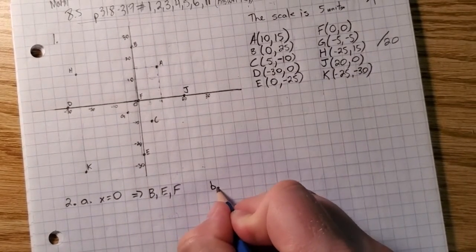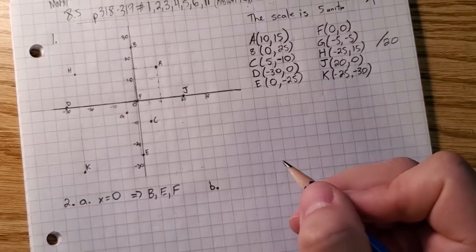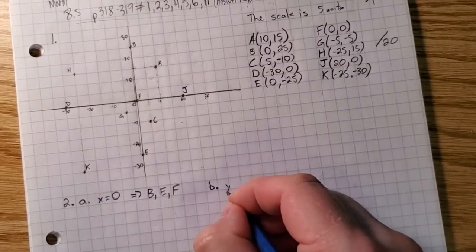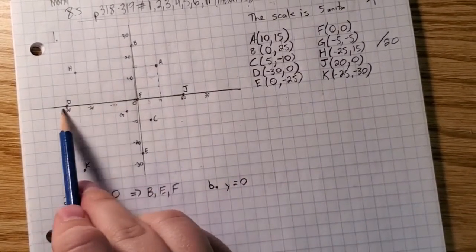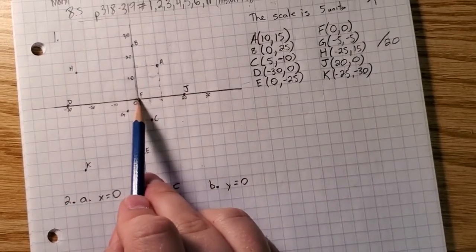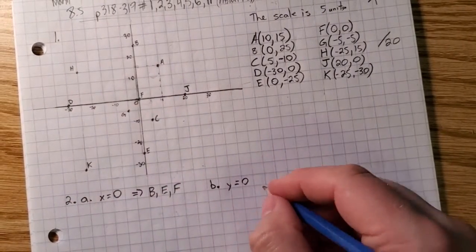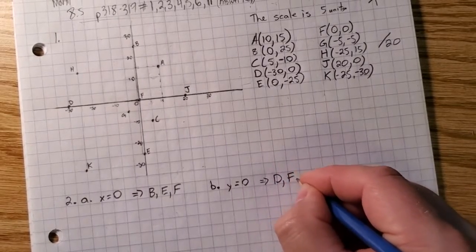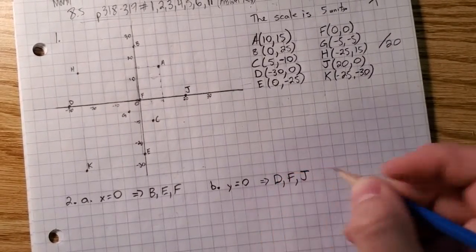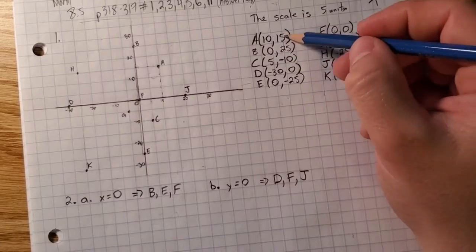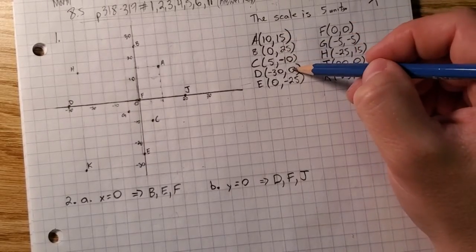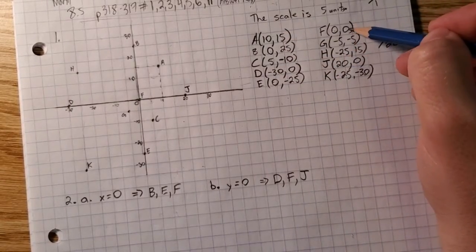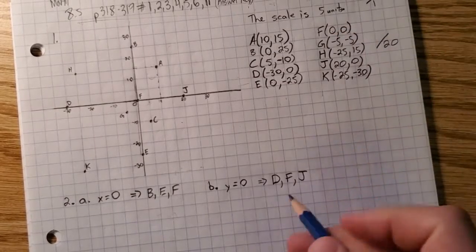Let's do B right here. B says y coordinate 0. So y equals 0. Well, let's look on the y line here. We have D, F, and J. D, F, and J. That's in alphabetical order. Or we could have looked at our y coordinates and looked. We have D, we have F, and we have J that are 0.